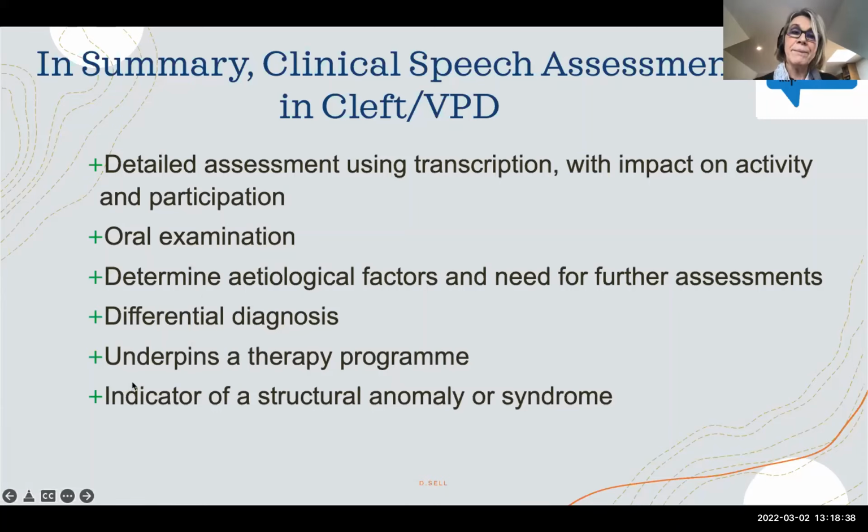And your perceptual assessment can be the indicator of a structural anomaly or a syndrome, allowing you to make the appropriate management. And thank you very much for your attention.